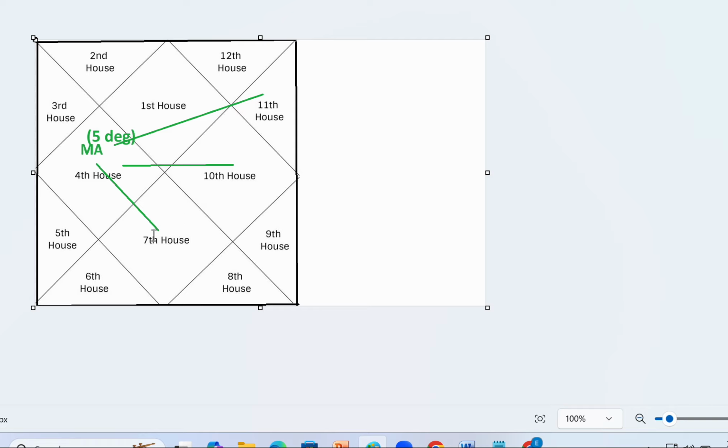For example, for wife, I need to also check the Navamsha. For the child, I also need to check the D7 chart, and for the mother, I need to also check the Dwadashamsha, which means D12. And for the career, I need to check the Dashamsha, D10 chart. So along with this, I need to check those charts also. If in those charts also Mars is malefically placed, then that particular Karaka Tattva will be destroyed.